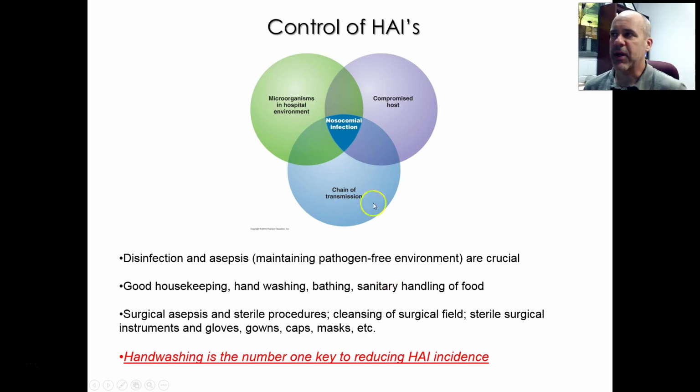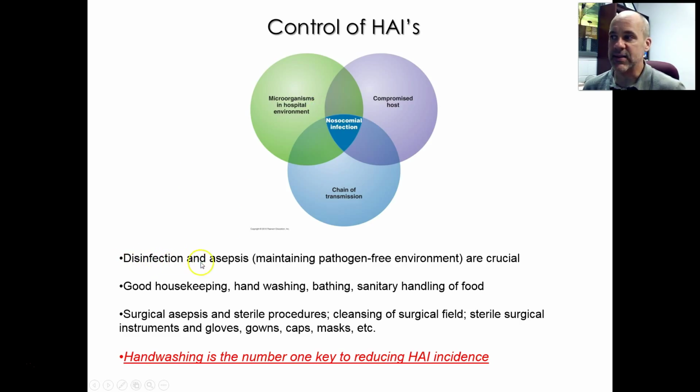How do we control healthcare-acquired infections? Well, first of all, three things generally have to come together for a nosocomial infection or an HAI to occur. You got to have the microbes in the hospital environment, which, yes, they are. Compromised host, weakened immunity, yes, they're always going to be there. And then third, you got to have some sort of chain of transmission to get those microbes from one patient to another. Now, there's no way to avoid this. You're going to have microbes in the hospital environment. You're going to have compromised hosts. This is where you need to try to break that chain of transmission and be very conscious of not being a transmitter of microorganisms from one patient to another.